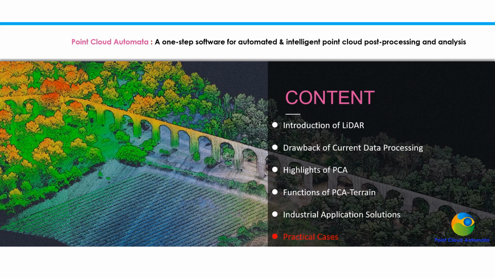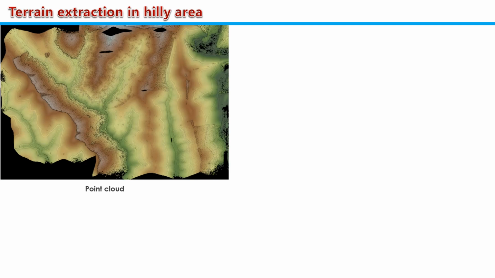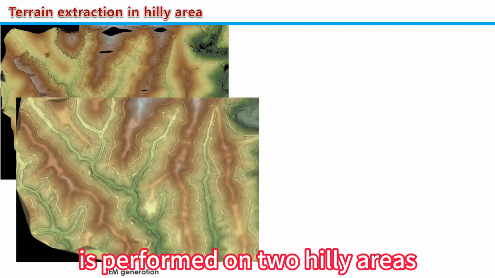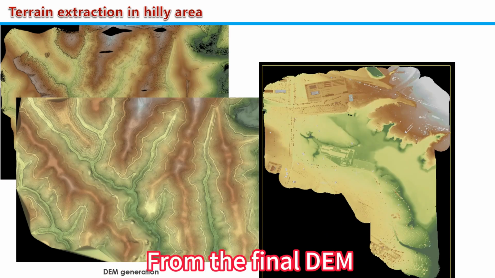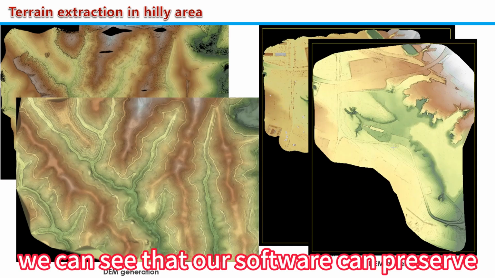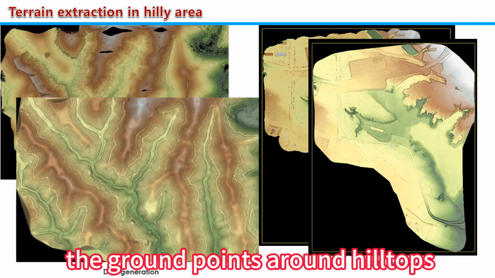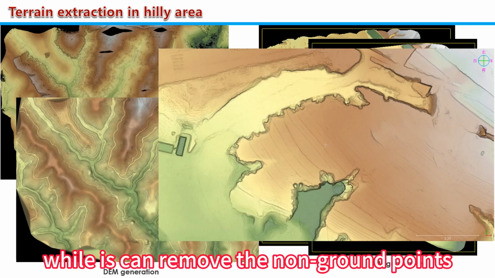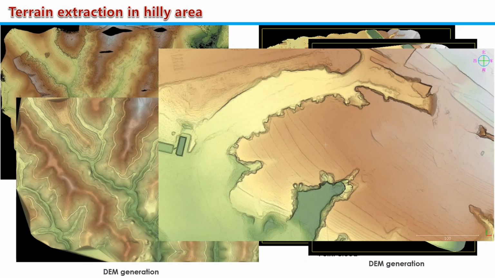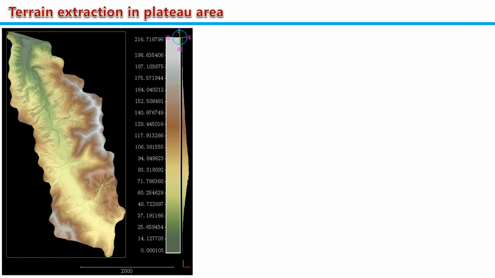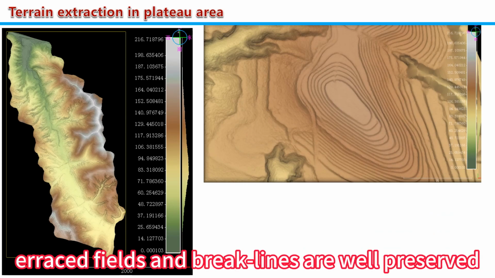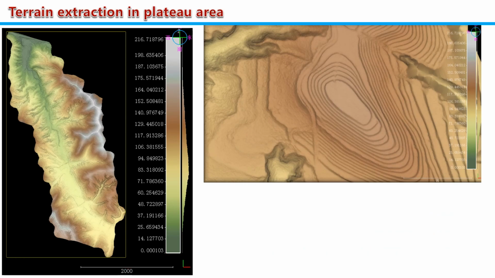In the last part, I will show 3 practical cases. In the first case, the one-step ground classification is performed on 2 hilly areas. From the final DEM, we can see that our software can preserve the ground points around hilltops, ridges, and break lines as many as possible, while it can remove the non-ground points. Similar results can be obtained in the second case. Eroded fields and break lines are well preserved.